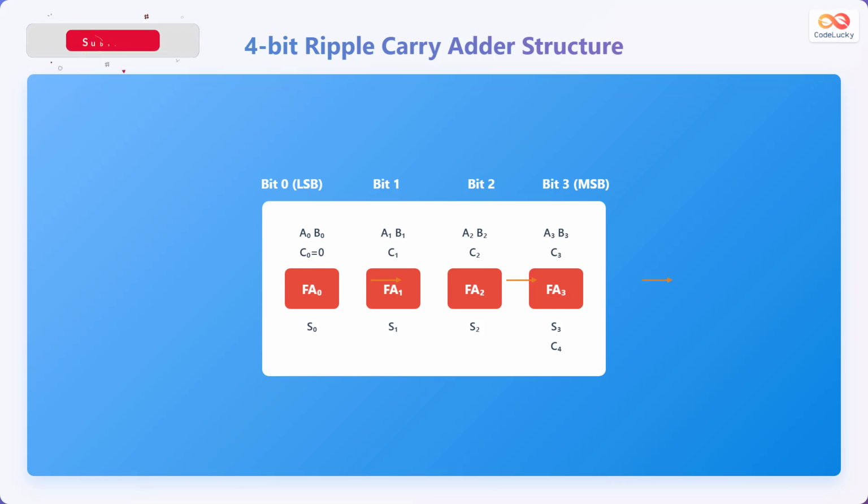This is the structure of a 4-bit ripple carry adder. The diagram consists of 4 full adders: FA subscript 0, FA subscript 1, FA subscript 2, and FA subscript 3. These adders are connected in a chain. The carry output from one full adder is fed as the carry input to the next full adder. The least significant bit is bit 0 and the most significant bit is bit 3. Note that the carry in to the first full adder FA subscript 0 is C subscript 0, which is 0.